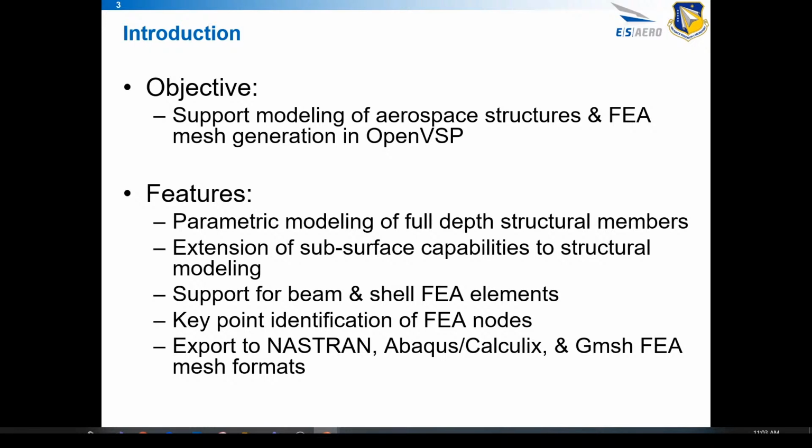You can use subsurfaces to model different areas of your structure. We have beam and shell elements, which are the two FEA elements that we support. We have key point identification, which I'll describe in more detail later, that places a node at a specific point on the surface that you would like it to, and that can be used for attachment points, point masses, things like that. We have exports to Nastran, Abaqus, or Calculix, and Gmsh in these FEA mesh formats, but you can also export STEP and IGES if you want the analytical surfaces.